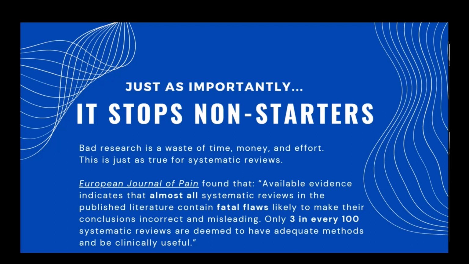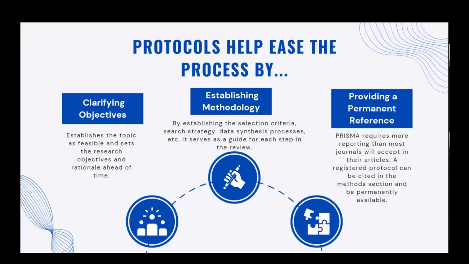They help you have your structure in place, your selection criteria. They make sure that this is a feasible project before you start. And that is truly the key of why you need to write a protocol before you start your systematic review process. Because really, they do help ease the process. They clarify your objectives. They establish your topic is feasible before you even start the project.